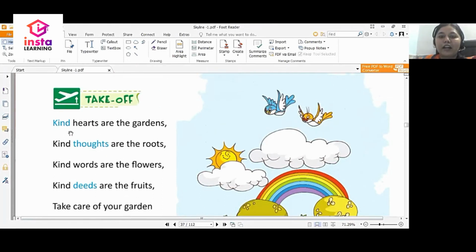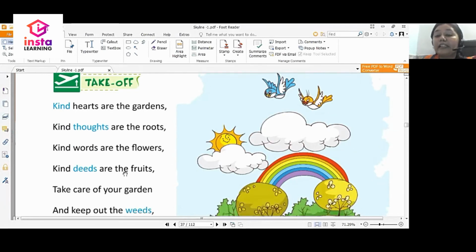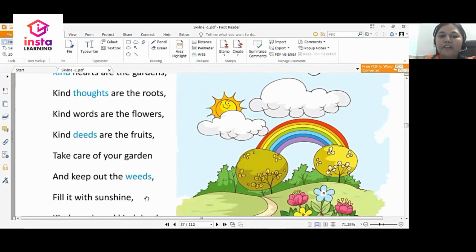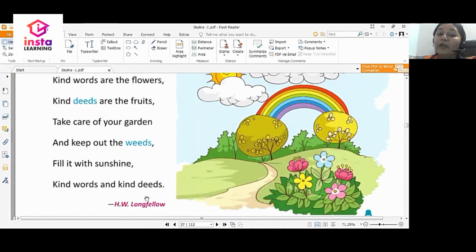Kind hearts are the gardens, kind thoughts are the roots, kind words are the flowers, kind deeds are the fruits. Take care of your garden and keep out the weeds. Fill it with sunshine, kind words and kind deeds.